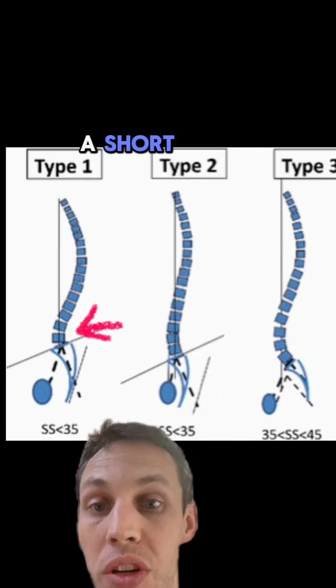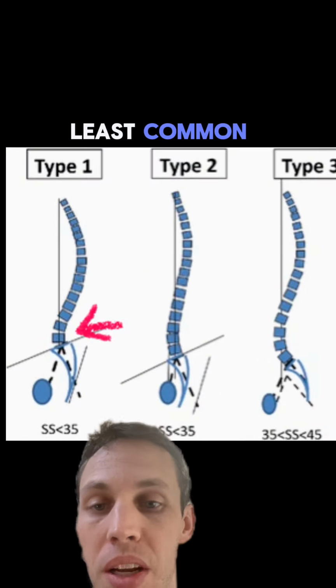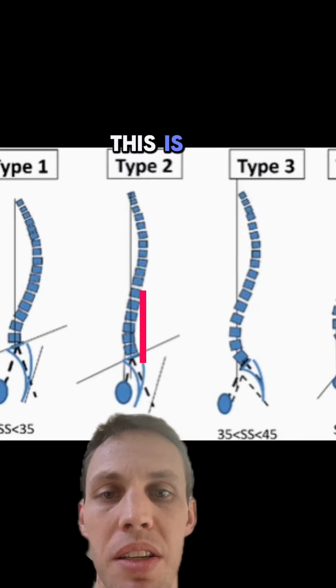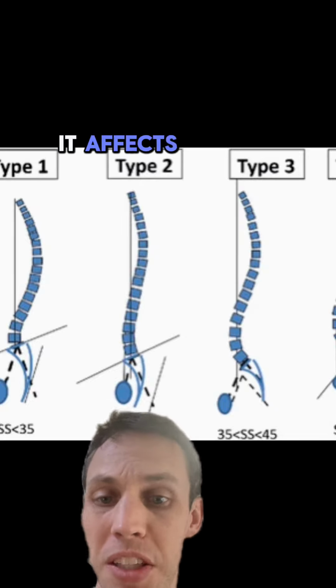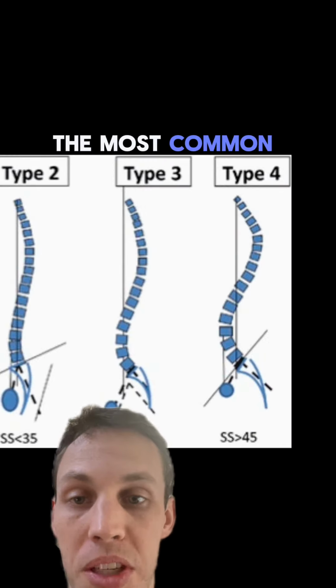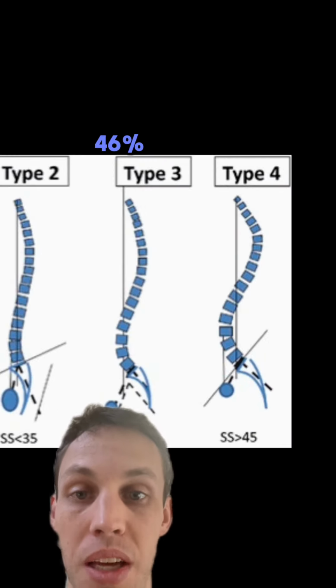Type 1 is a short, steep curve. This is the least common, affecting only 12% of people. Type 2 is what's called a flat back. This is a minimal curve at the bottom. It affects about 22% of the population. And then type 3, this is the most common type. It's actually about 46% of the population.